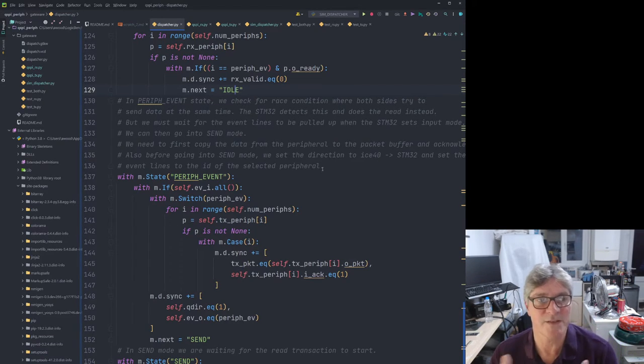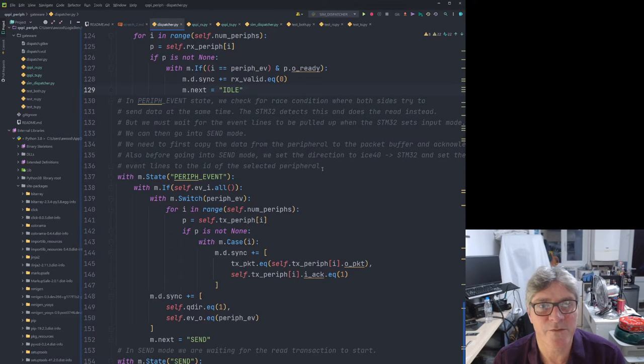So at this point, we're signaling. What we want to do is avoid the race condition first, to make sure that we don't overlap with the STM32 itself trying to send. There's a series of state steps to prevent us from doing that. Then we tell it which peripheral ID this is coming from. So we set the event lines and we change the direction line to indicate to the STM32 that it needs to go and do a read from us, because we've got stuff waiting for it.